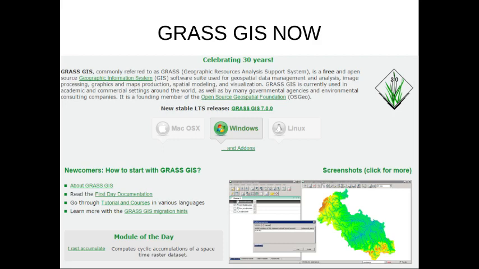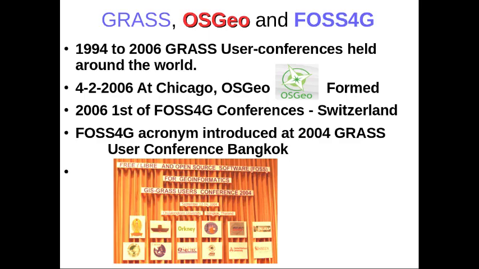It is one of the most robust and very orthodox GIS. A lot of work is done on GRASS GIS for agriculture. You may go to the web page and see. GRASS, Open Source Geospatial, OSGEO, and FOSSGIS, Free and Open Source Software for GIS.